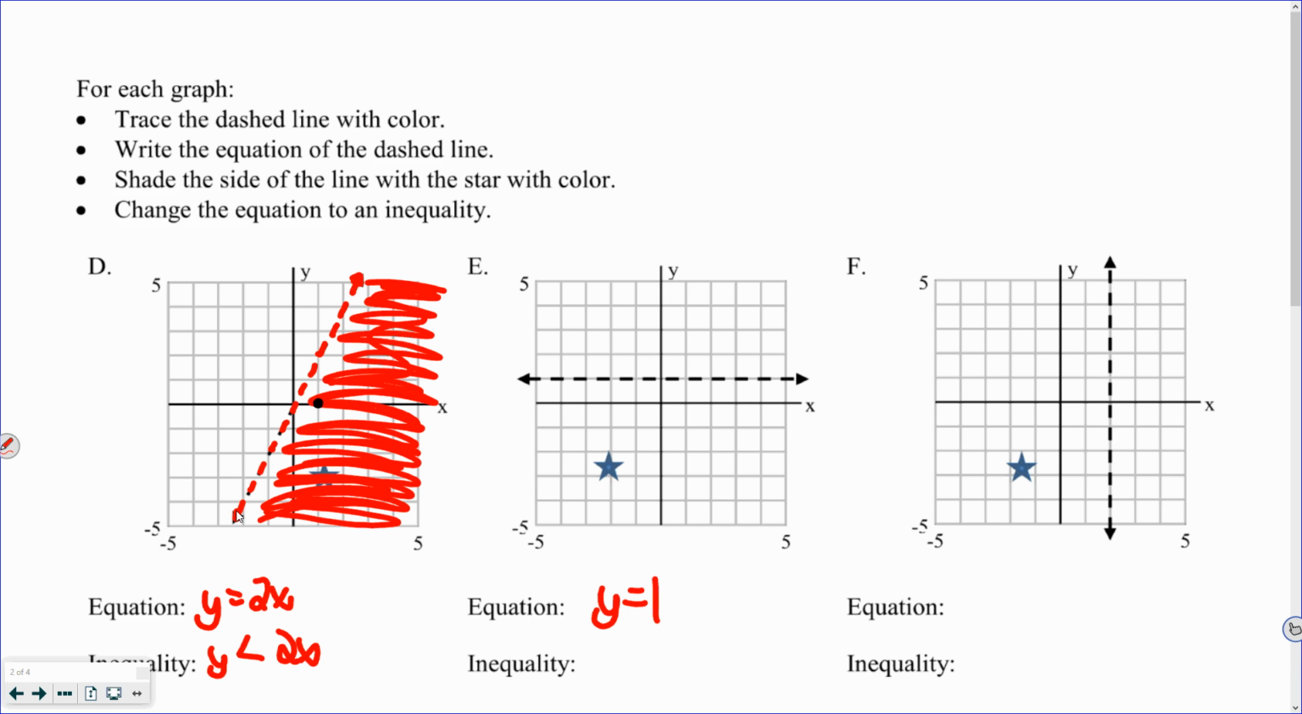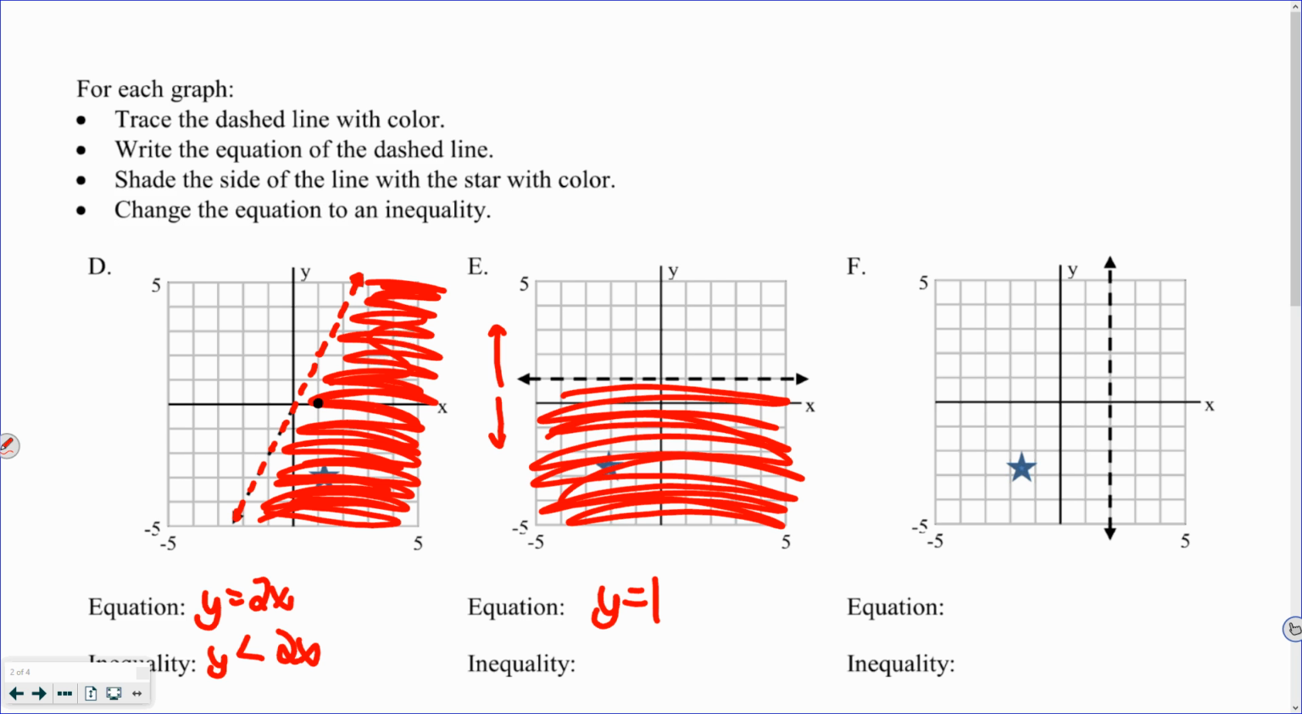So, the point is below the line. Now remember, anytime we go above that line, we're going up, we're increasing. This is decreasing, right? So if the point is down here, and we're shading below, that means all those points are less than 1. So this would have to be y is less than 1. And test it. Throw 0 in there. Is 0 less than 1? Yep. So you know you got the right inequality.